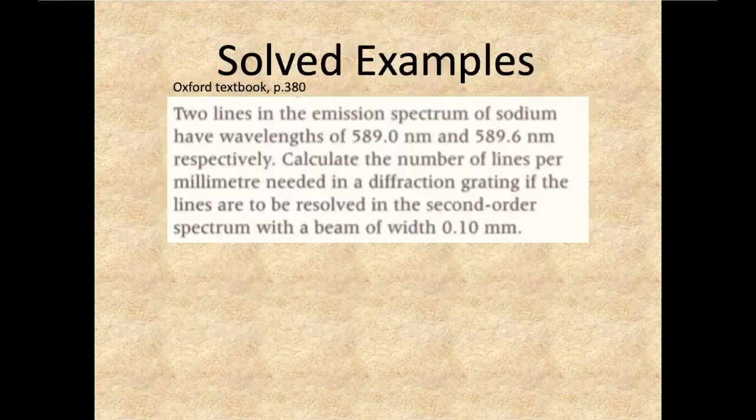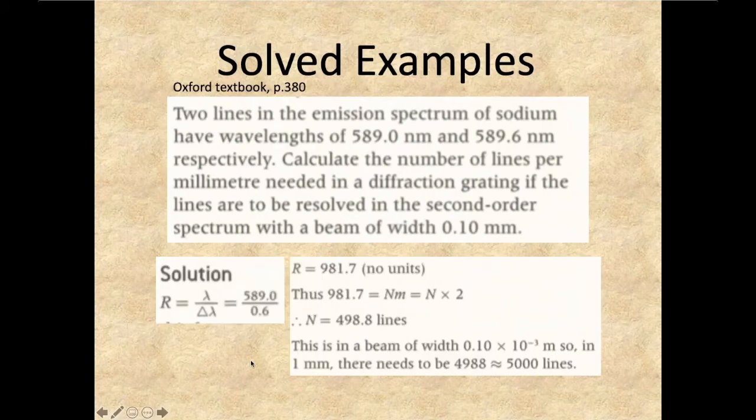And here are some solved examples. This is from our Oxford textbook. Two lines in the emission spectrum of sodium have wavelengths as given. Calculate the number of lines per millimeter needed in a diffraction grating if the lines are to be resolved in the second order spectrum with a beam of width 0.1 millimeter. So, as confusing as all this may sound, this is very straightforward. You can use the average or either of these wavelengths as your lambda. The difference between the wavelengths to be resolved is 0.6.